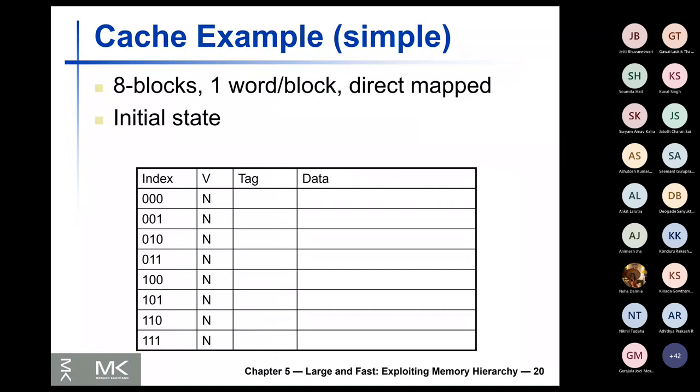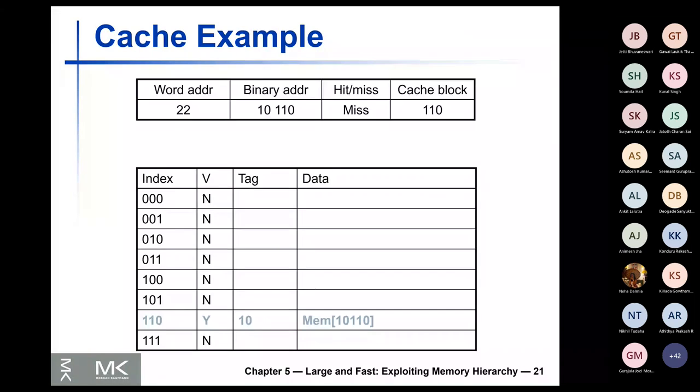It is a miss because that data was not present. The index is 110. It is a miss because the valid bit was not set. The first time an LW instruction looks for it, there is a miss. This is a kind of mandatory miss. And the cache block is 110 because that is the last 3 bits of the address.